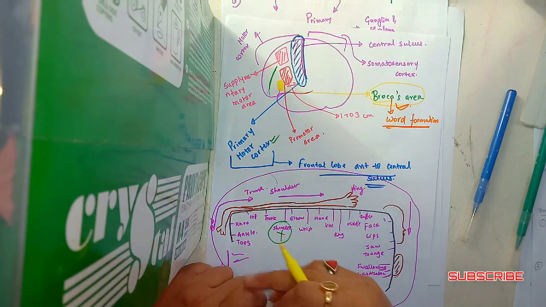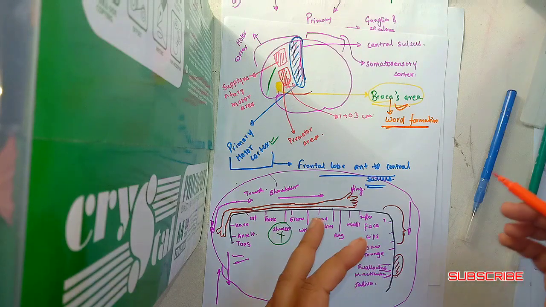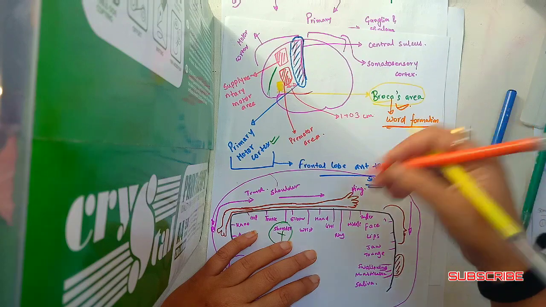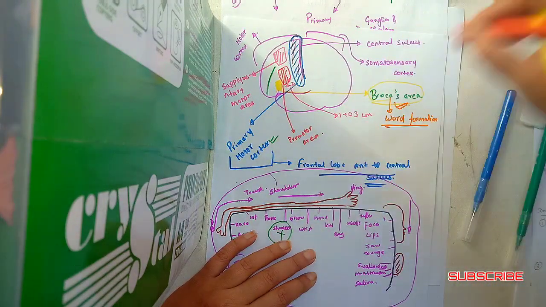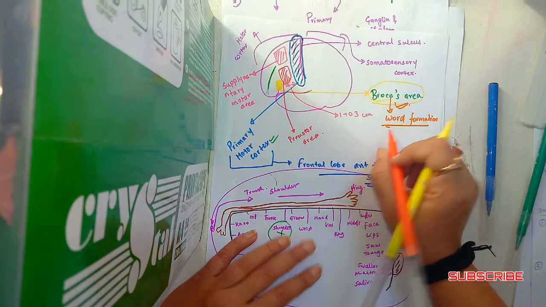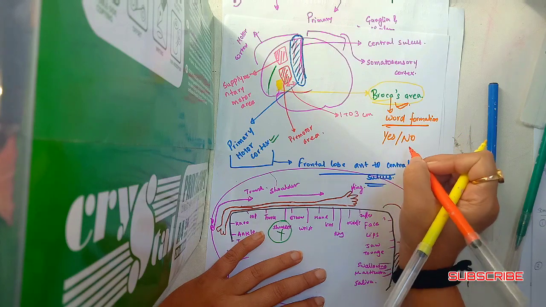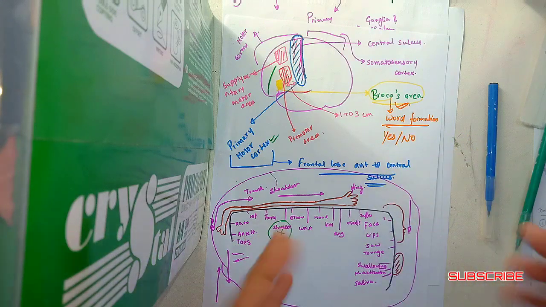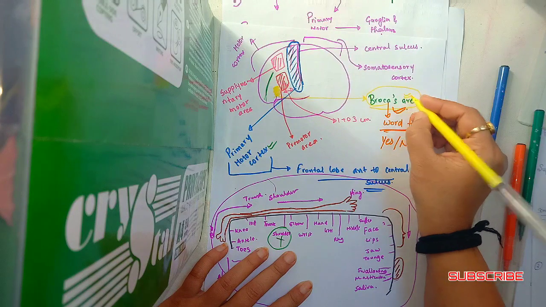If we have damage to this area, then our vocalization will be damaged, but we can say small words. We cannot say the whole words like welcome to doctor's court, the whole name, but we can say words like yes, no, hi, how are you. We can say these words, but we cannot say the whole sentence. So this area is known as Broca's area.